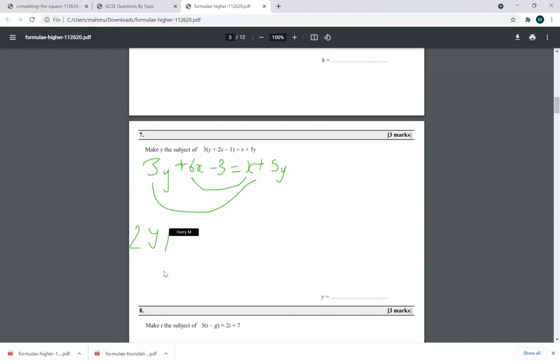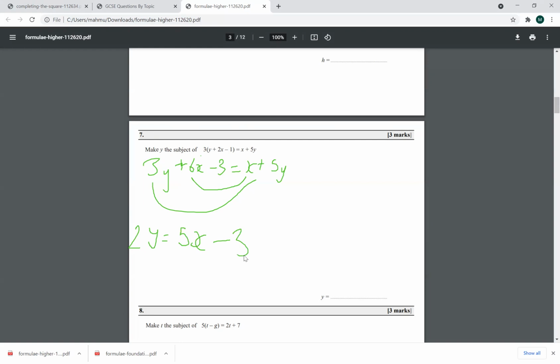So no. Where's the equal sign? Why are you putting 5 plus there? There's an equals in the middle. So equals 5x. The 3 stays where it is, so minus 3. Now find y on its own.